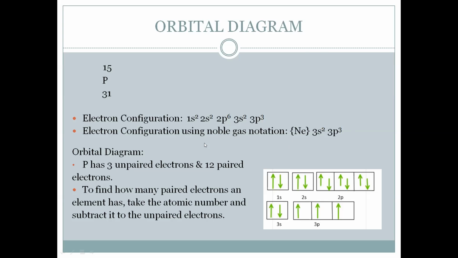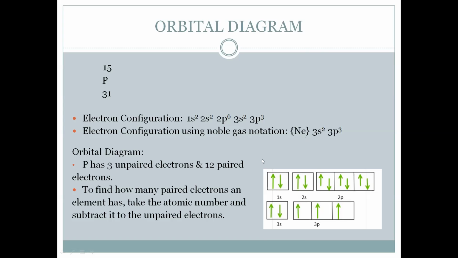For phosphorus, the closest noble gas is neon. The electron configuration of neon is 1s squared, 2s squared, and 2p6. So what's left is 3s squared and 3p3. That's why this is the final electron configuration of phosphorus using the noble gas notation.